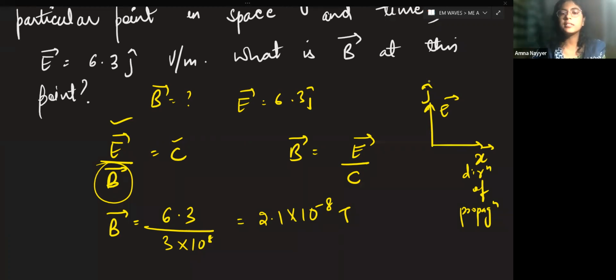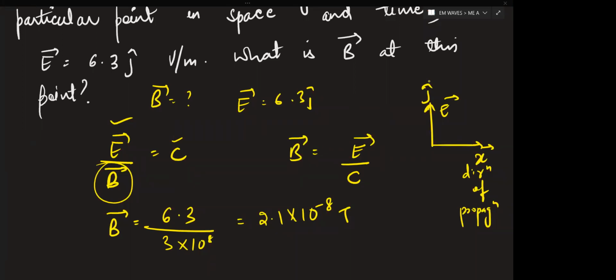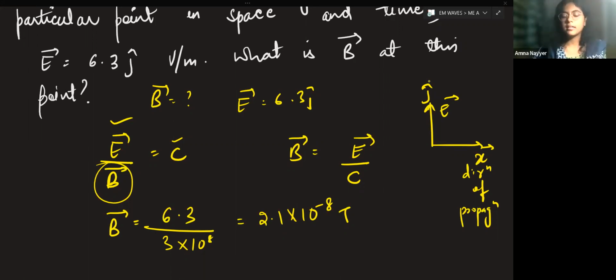Khalid, can you answer this? Teacher, i cap. I cap means x-axis. So direction of propagation is along x-axis as well as the magnetic field.